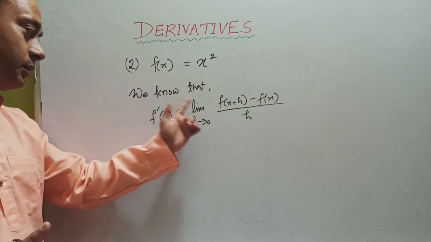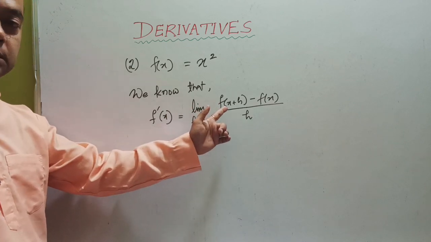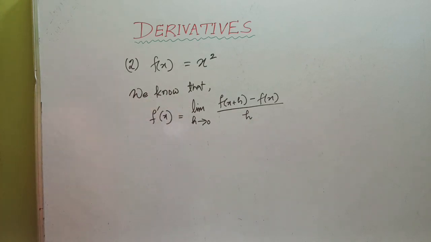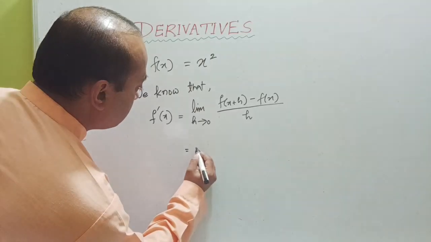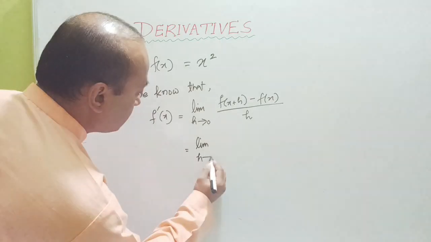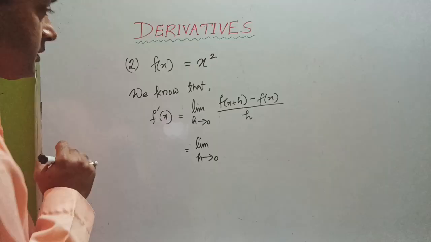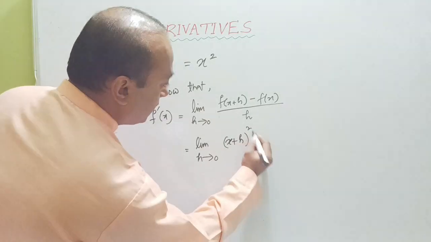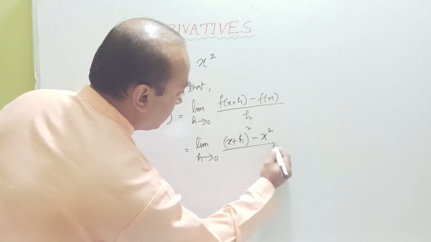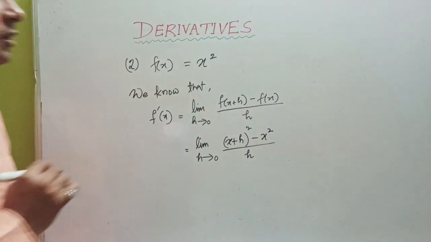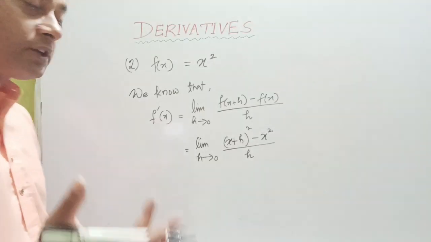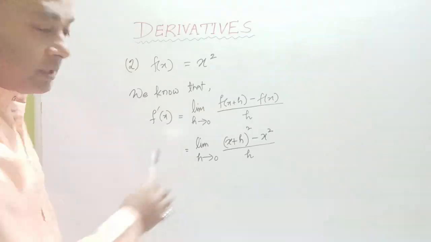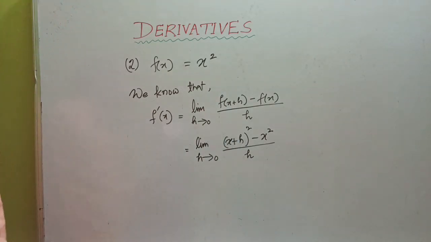f dash x equal to limit of h tends to 0, f of x plus h minus f(x) upon h. Now we have to put the individual values. That means we should write down limit of h tends to 0, f of x plus h, its value will be x plus h whole square, minus x square, upon h. I hope you understand. This is the functional value. If f(x) equal to x square, f of x plus h will be equal to x plus h whole square.